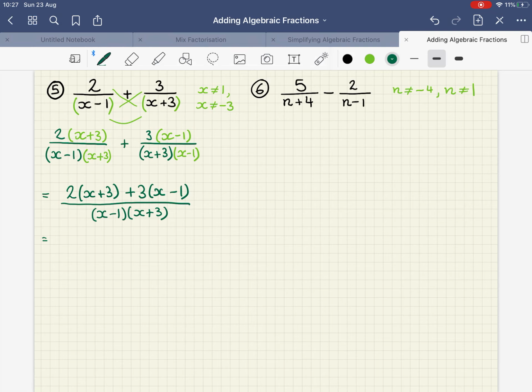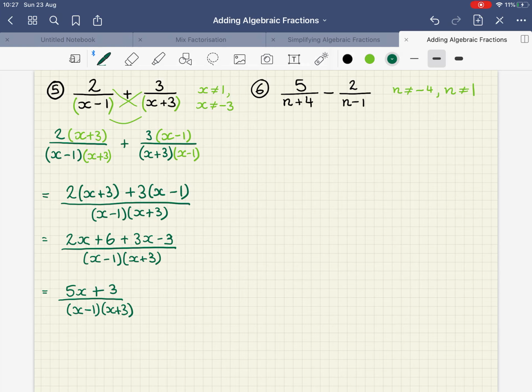So expanding the top part of my fraction, it's going to give me 2x plus 6 plus 3x minus 3, all over that (x minus 1)(x plus 3). And then I'm going to collect my like terms together. So 2x plus the 3x is going to give me 5x, 6 take away 3, it's going to be plus 3. And then my bottom, again, just stays the same. And that's it.